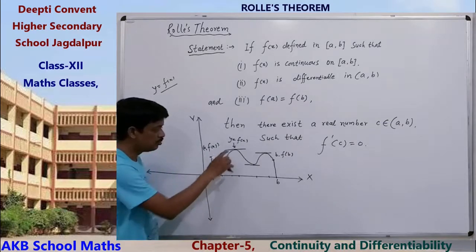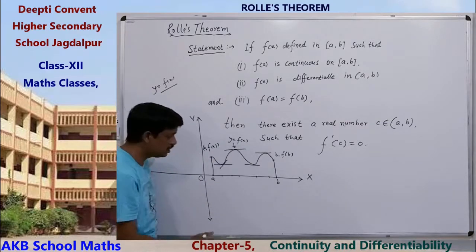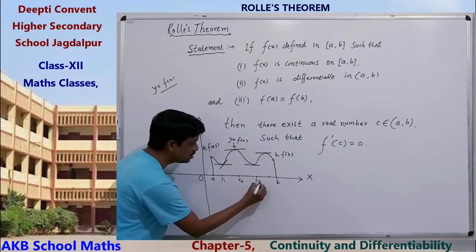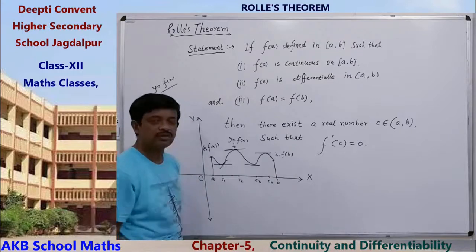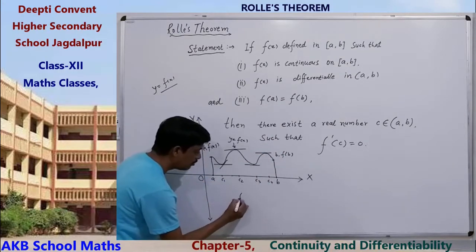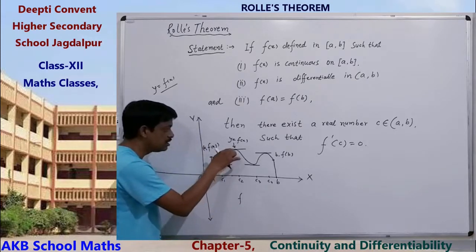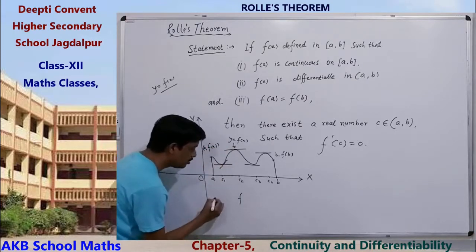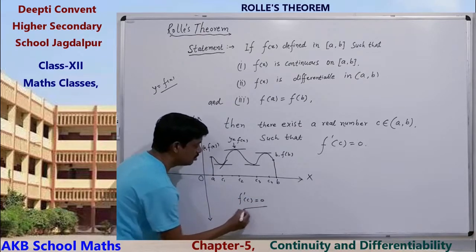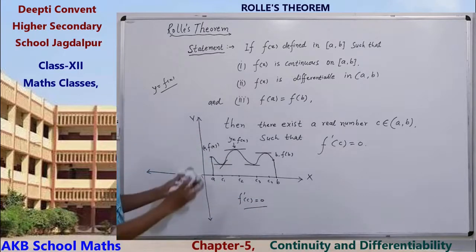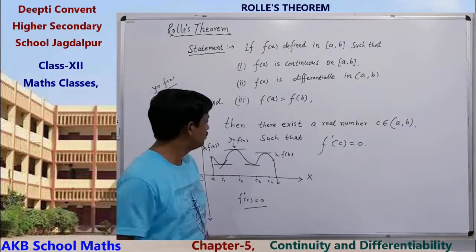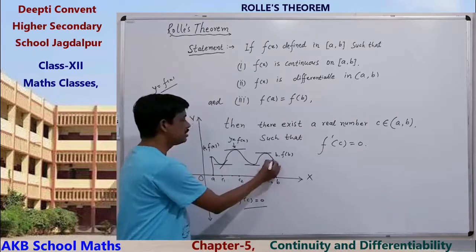tangents whose slope will be 0, that is C1, C2, C3, C4. Maybe we can get 1 point, at least 1 point exists, at which the slope of the tangent is equal to what? 0. f dash c equals 0. So this is the geometrical representation, the geometrical meaning of Rolle's theorem.